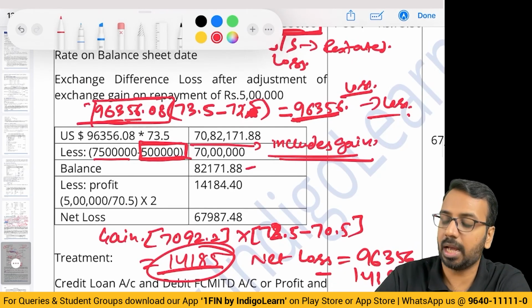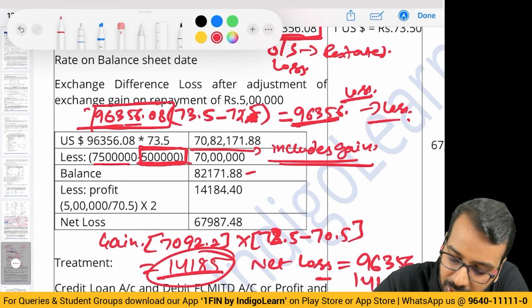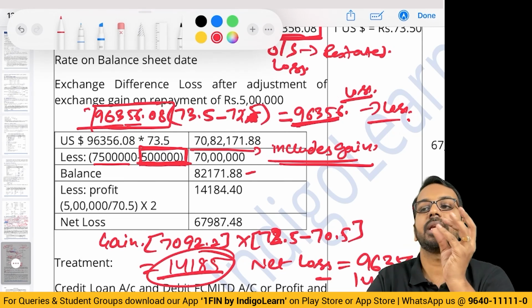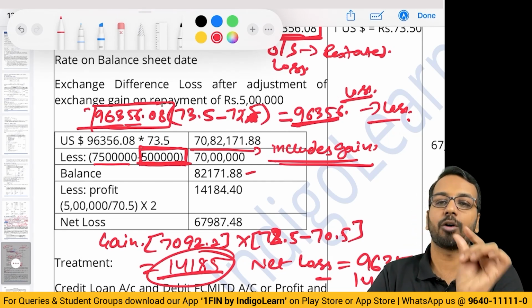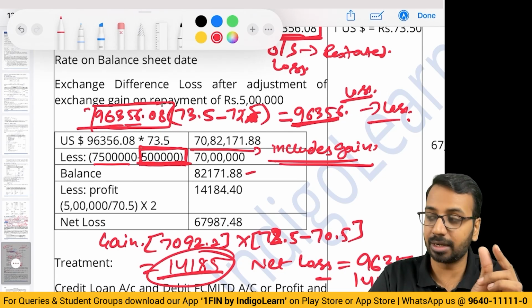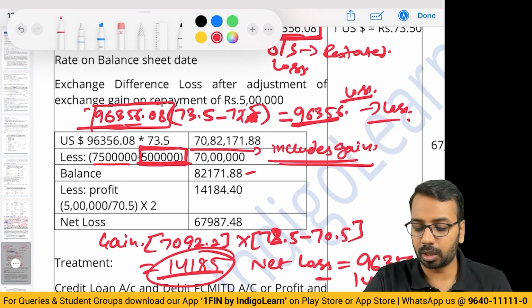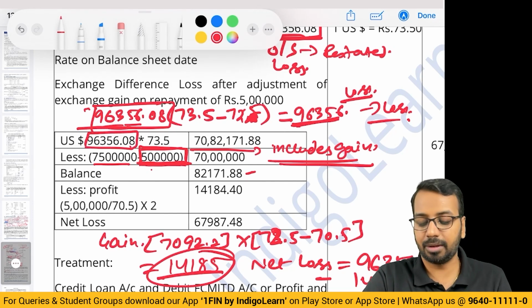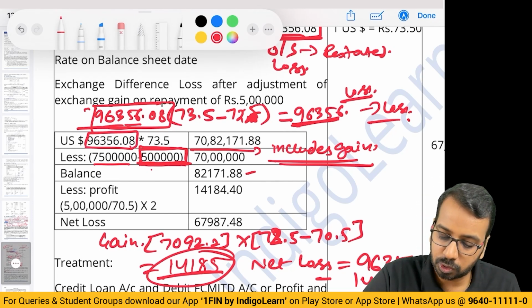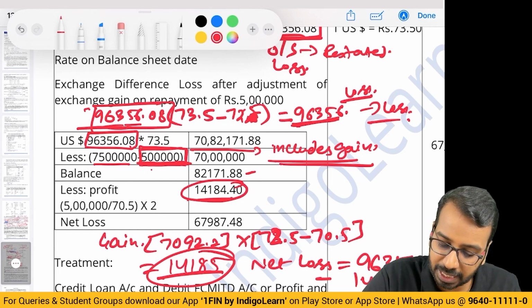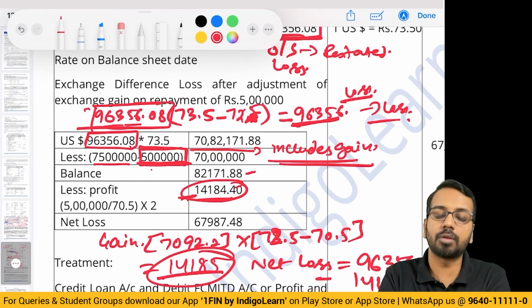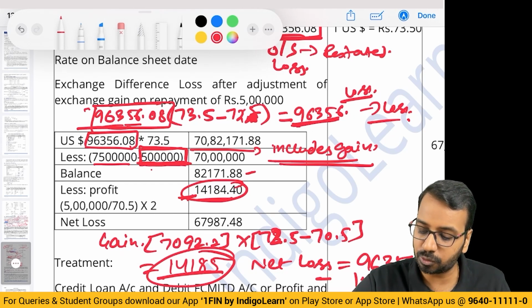Now the problem in this answer given as the suggested answer is, I cannot reduce the entire 5 lakh from my outstanding because 5 lakhs includes gain component. So don't do it that way, but do it this way, that this is outstanding multiplied by 1 and the gain that was recognized earlier, 14,184. So basically they are doing double counting. This 5 lakhs includes 14,184. So you cannot include that gain. You have to use the amount without the gain. So the net loss is 82,071.